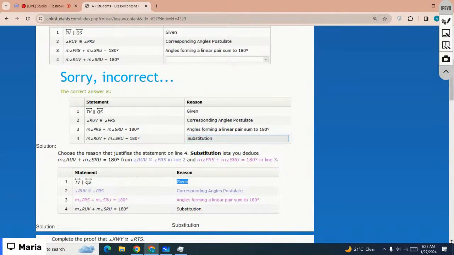Choose the reason that justifies the statement on line 4. Substitution lets you deduce RUV plus SRU equals 180 from RUV and PRS in line 2 and PRS plus SRU in line 3. So from 2 and 3, we deduce that RUV plus SRU equals 180 degrees, right?